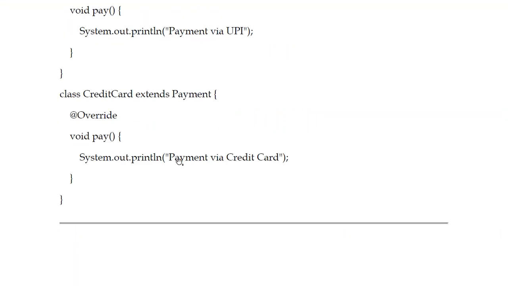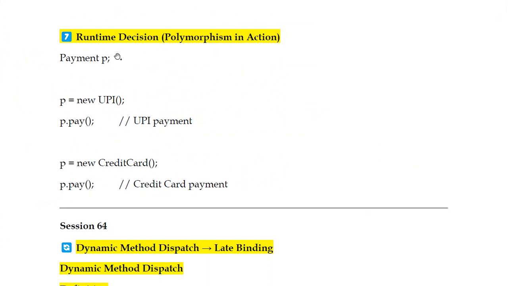Now I'm going to the main class. This is the important thing: how this runtime decision is happening. Many beginners are wrongly understanding this concept. What does runtime mean? The method call is resolved at runtime, based on the object.